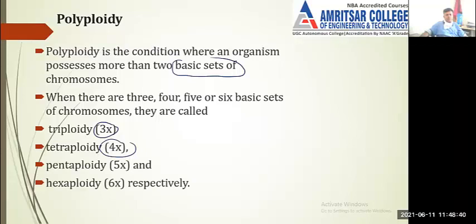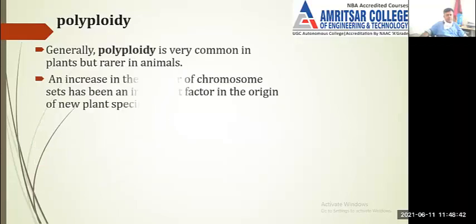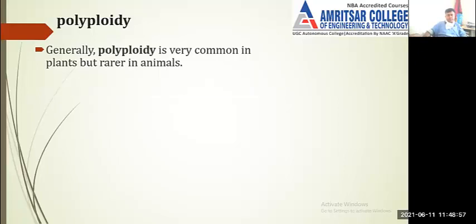Pentaploidy 5x, hexaploidy 6x. So polyploidy is very common in plants, but not in animals. Why? Who will tell me? Why is this common in plants, not in animals?